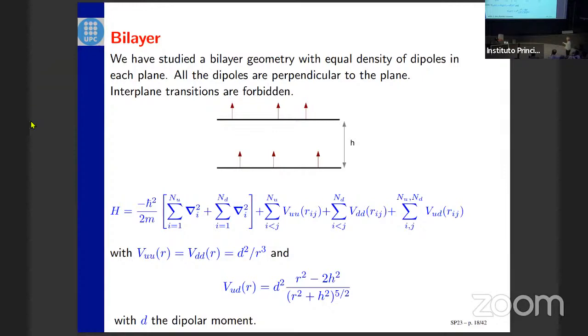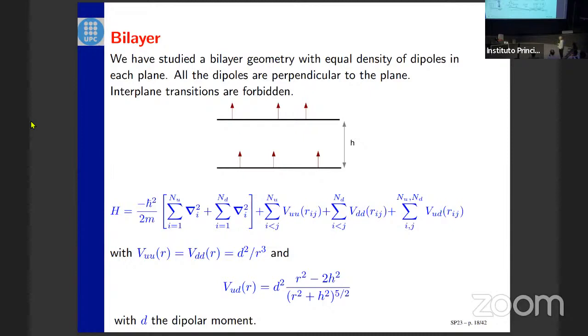But as you have particles here and here, you can write the Hamiltonian now in this form. So you have particles up, particles down. This is the kinetic operator for both. I have the intraspecies interaction, up with up and down with down. And then, interestingly, I have this up-down term. If you calculate the interaction between a dipole here and a dipole here, this is a very simple geometrical problem, because h is fixed. And as h is fixed, you arrive at this expression that, if you fix h, is exactly a two-dimensional problem again, because the only dependence is on the radial distance.